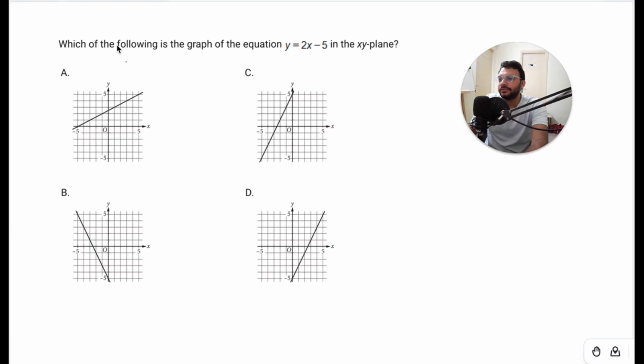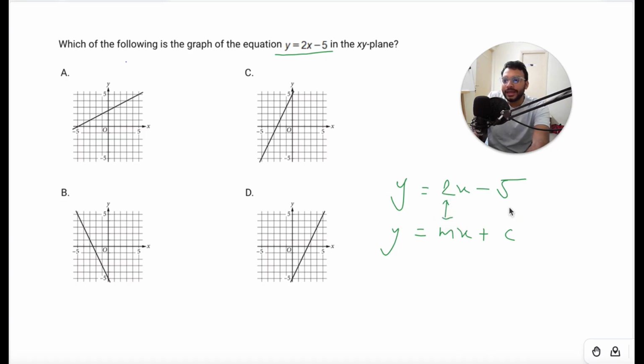Which of the following is a graph of the equation y is equal to 2x minus 5 in the xy plane? Okay, look at the equation y is equal to 2x minus 5. Compare it with y is equal to mx plus c. M, the slope, is equal to 2. The y-intercept c is equal to negative 5. That means the line is cutting the y-axis in the negative y region. So negative 5, and the slope is positive. Slope is positive, that means the angle formed with the x-axis is an acute angle, so less than 90 degrees.